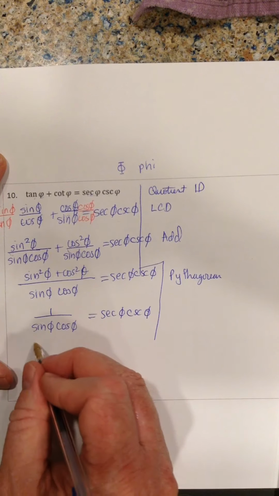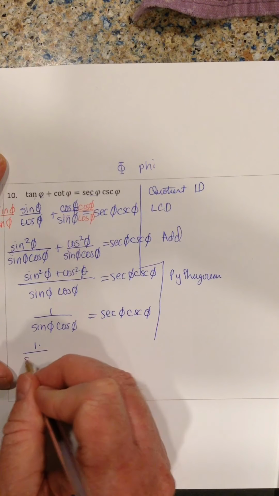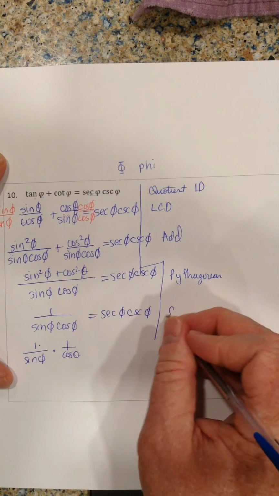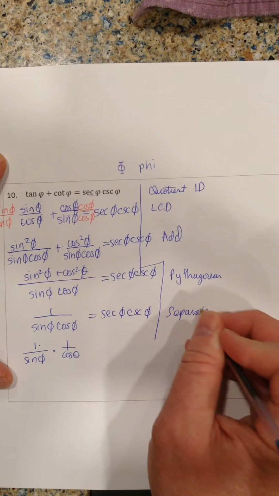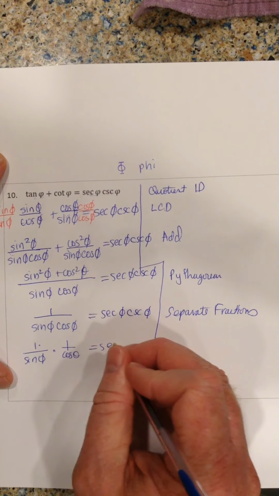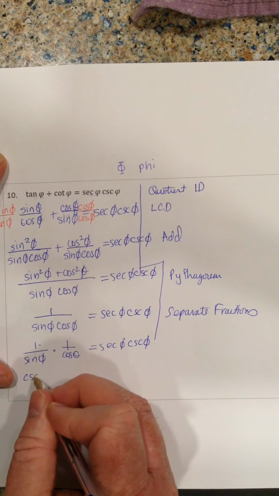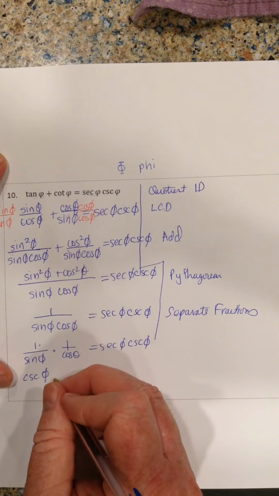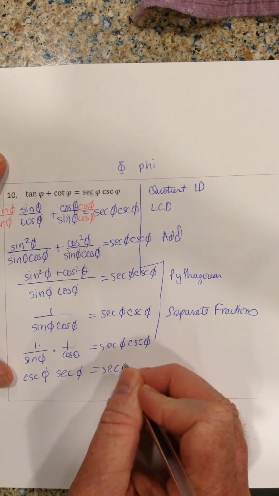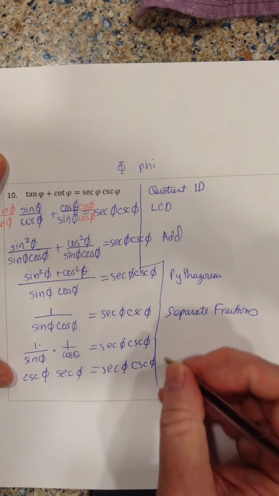Now, when you realize this, 1 times 1, right? So I have 1 over sine of phi times 1 over cosine of phi. So I separate the fractions. And I bet you can see where we're going. So 1 over sine is cosecant of phi. 1 over cosine is secant of phi. And there, we did it. QED.